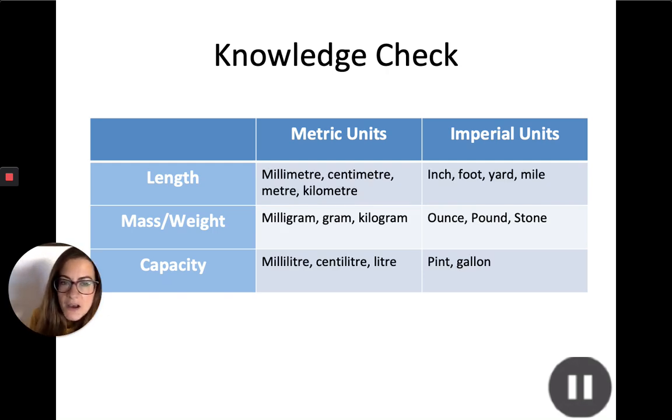Here we go. How many did you get? So you should have got lots for the metric side because you've been learning about those, and hopefully you also got a few of the imperial units as well. We didn't talk about all of them like gallon, stone, but you might have known those already. So hopefully you got quite a few there.